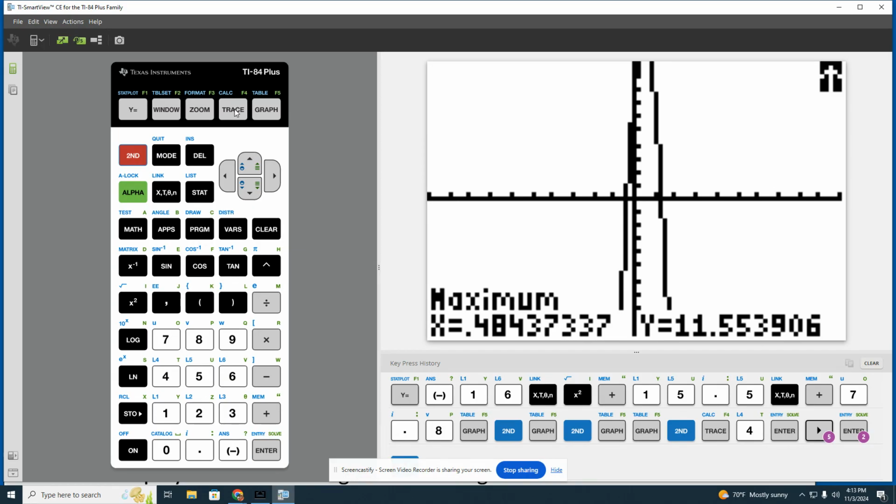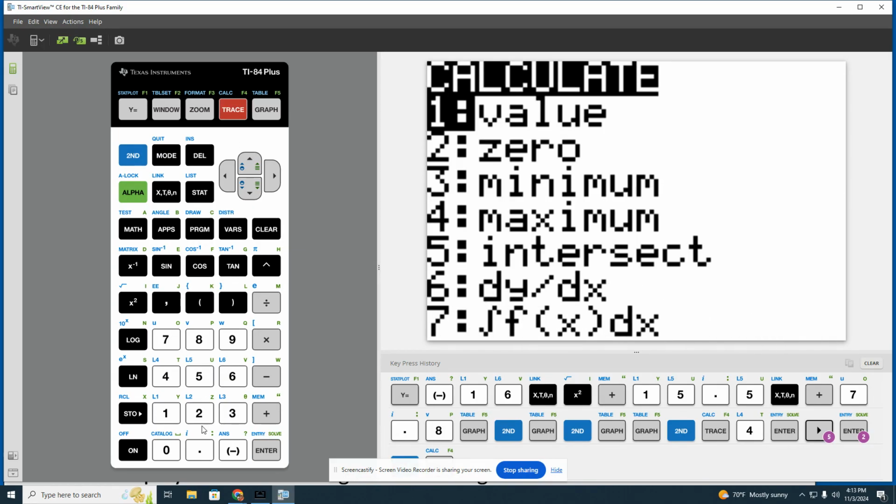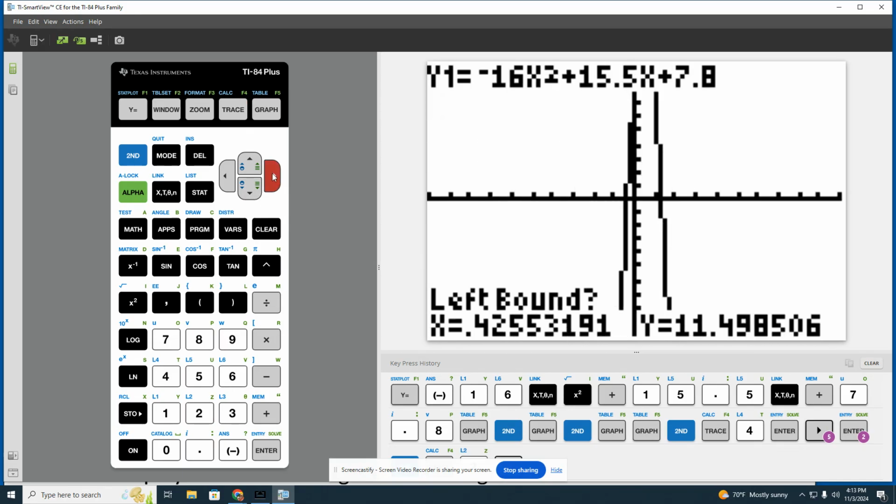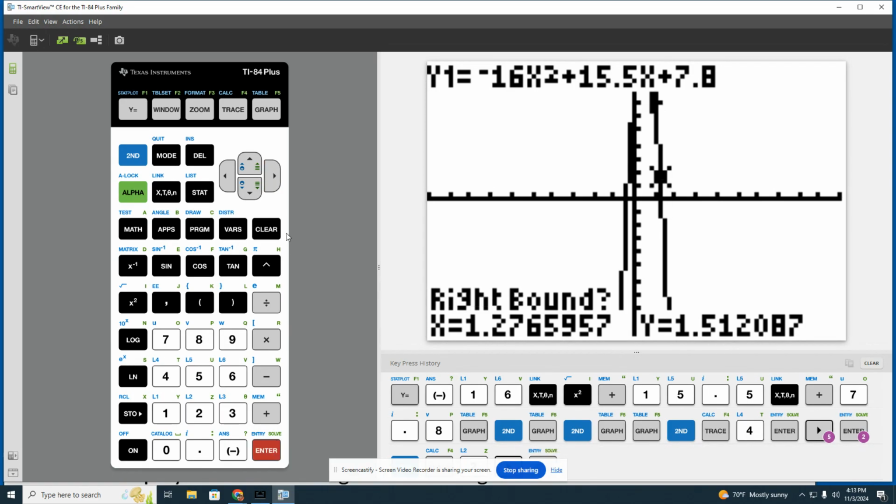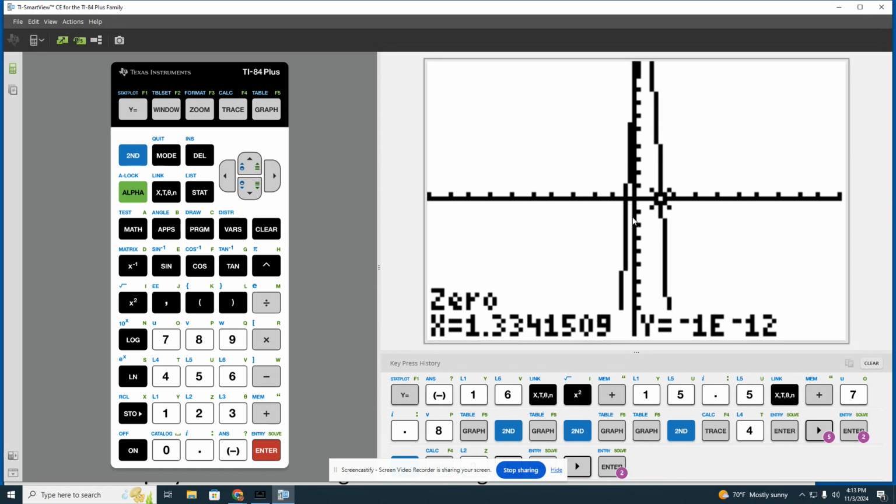So let's go second trace again, and let's look at number 2, the 0. So I'm going to scroll on down, and look, there's left bound because it's just before I cross, push enter. Then go on cross, push enter again, push enter one more time. It looks like it's crossing the x-axis at 1.33. 1.33 is where y equals 0.